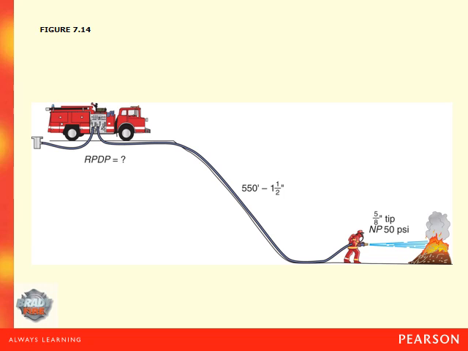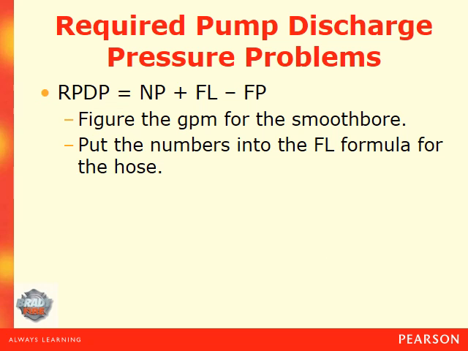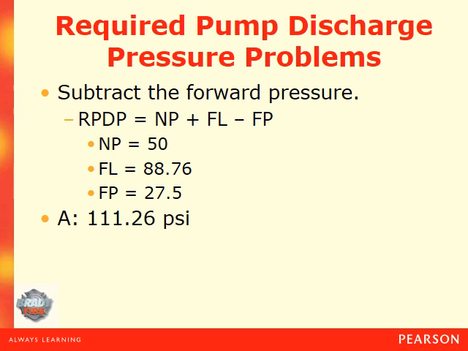So this is what our pumping scenario is going to look like. Notice our 550 feet of 1.5 inch, the 5/8 inch tip at 50 psi. So what are we going to have to pump at to get there? First, we need to know the gallons per minute, right? Then put the numbers into the friction loss formula for the hose to figure out what you need. Subtract the forward pressure from the friction loss and the nozzle pressure.